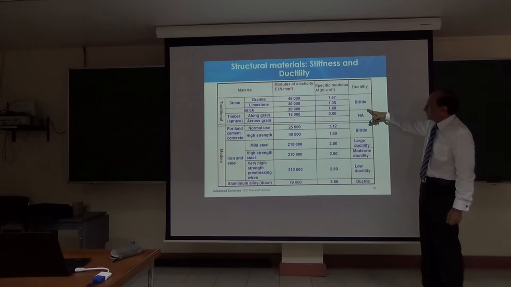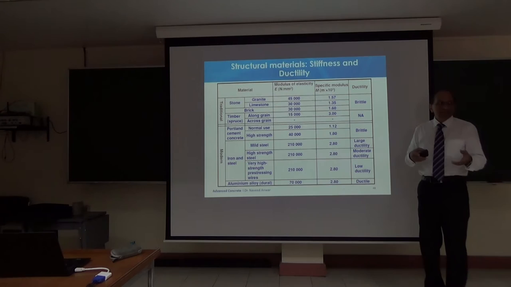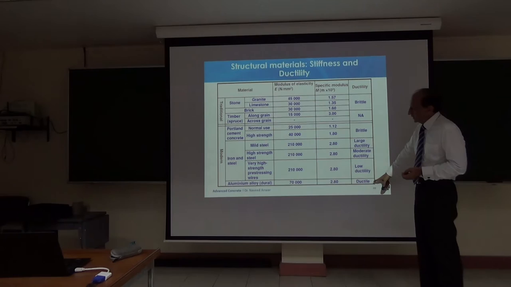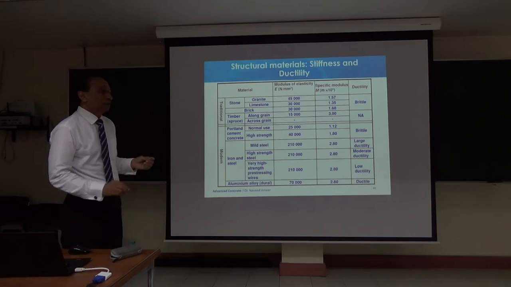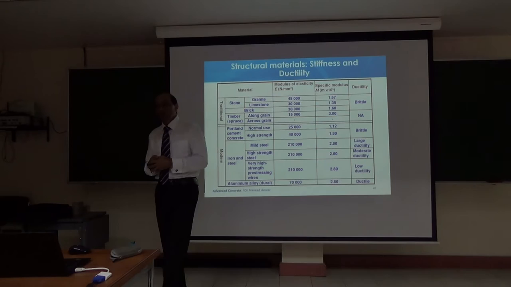Stone, brittle. Wood cannot be easily considered. It depends on dry, wet, erection. So, a branch of a tree is ductile. And wood could be brittle depending on where you load it. Brittle, large ductility, moderate ductility, low ductility. So, large ductility is mild steel, and then low ductility, moderate. So, this is what now we want to talk about, ductility. How can we deal with materials, or how can we make materials, and not only materials, but cross sections and structures which are ductile?